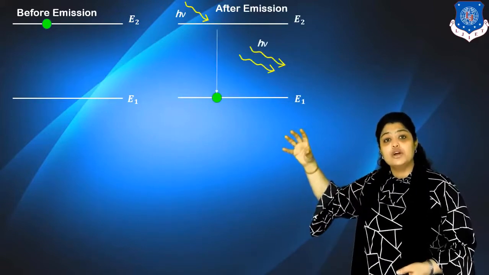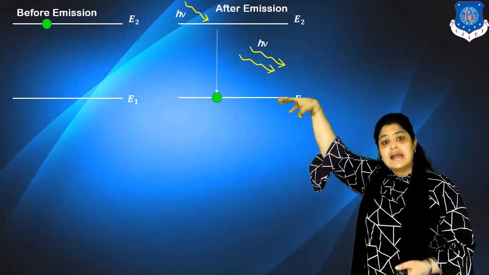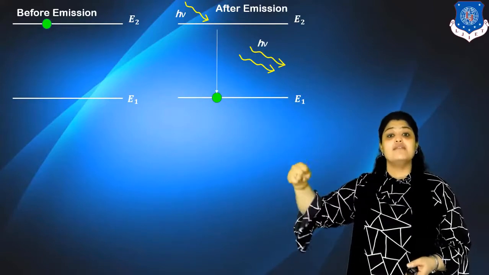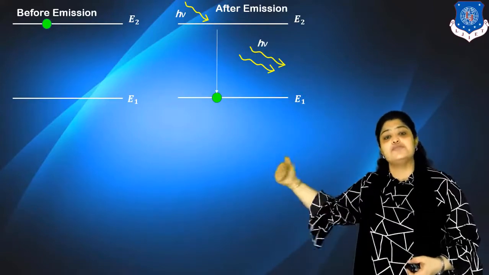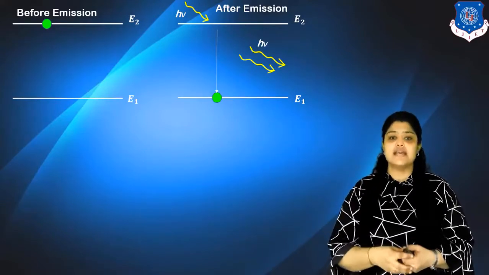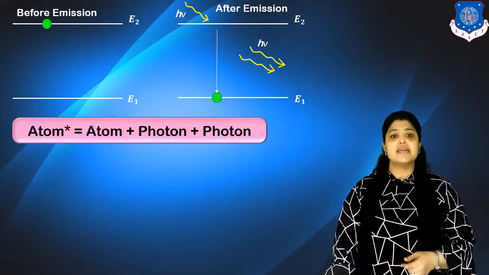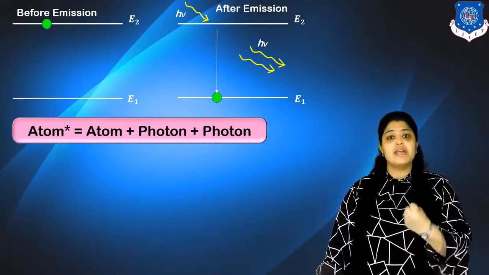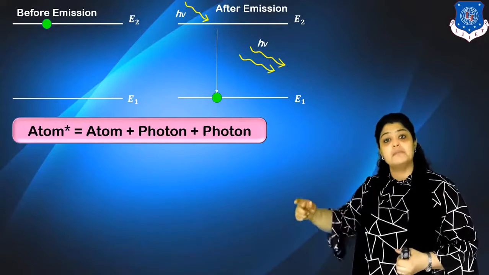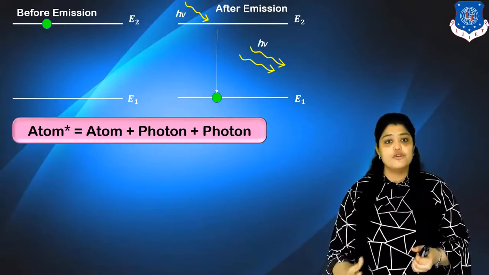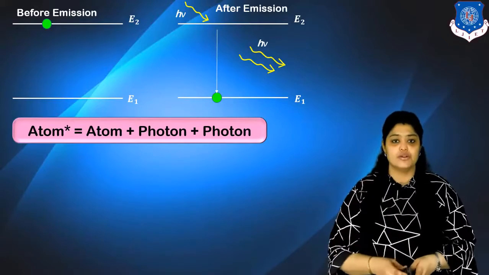If there is a photon which is being incident, the atom is absorbing the photon, it is coming down, and instead of one we are getting two photons. You can see from the diagram that two photons are emitted having the energy difference h nu. This means I can write the equation as: excited atom by absorbing energy gives us atom plus a photon plus a photon. One of them is the inducing photon and one of them is the resultant photon.